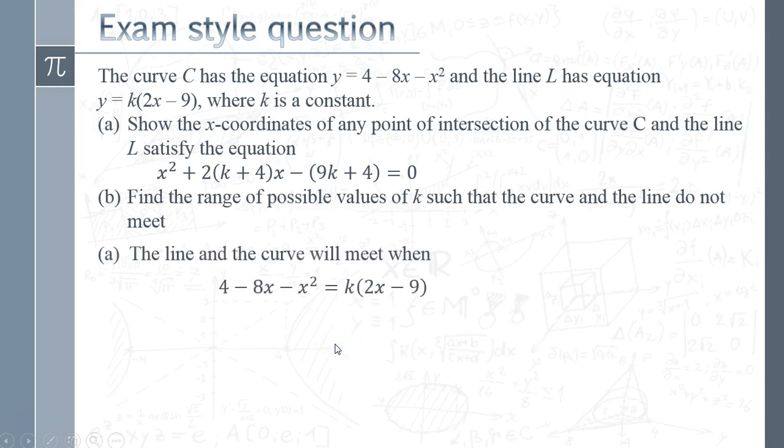So they'll meet when the two things are equal because they're both in the form y equals. So clearly 4 minus 8x minus x squared is going to be equal to k bracket 2x minus 9. Do a bit of multiplying out of the brackets, and we've got some rearranging to do. So I personally prefer to have the x squared coefficient positive, and we're being asked for it being positive there, which is why I've moved all of this bit here over to the right hand side. So we're nearly there. All we've got to do now is just a little bit of factorising within our x terms here.